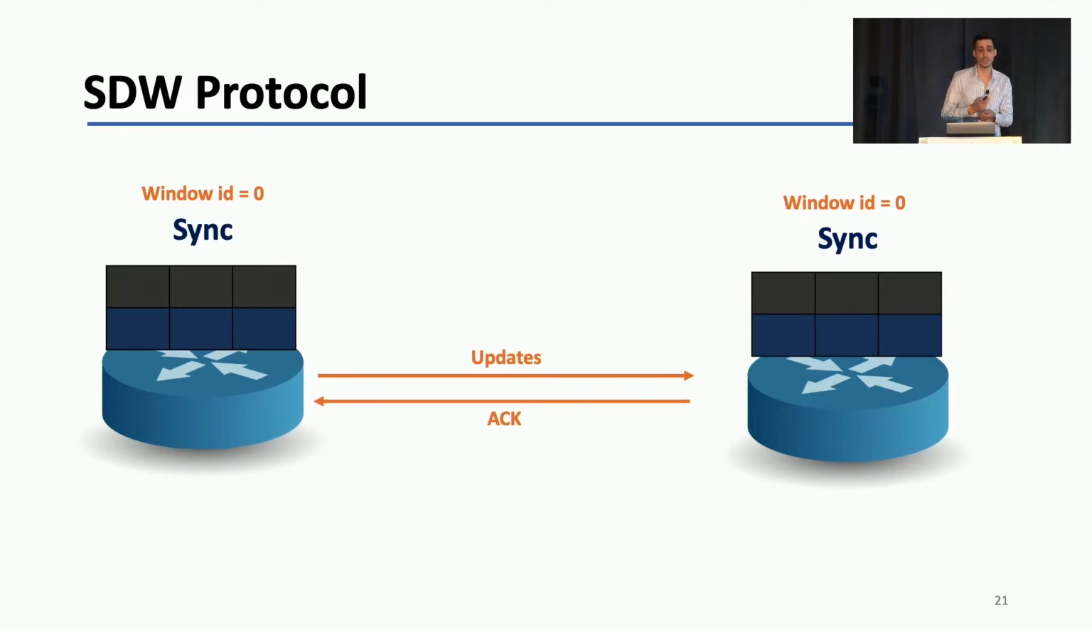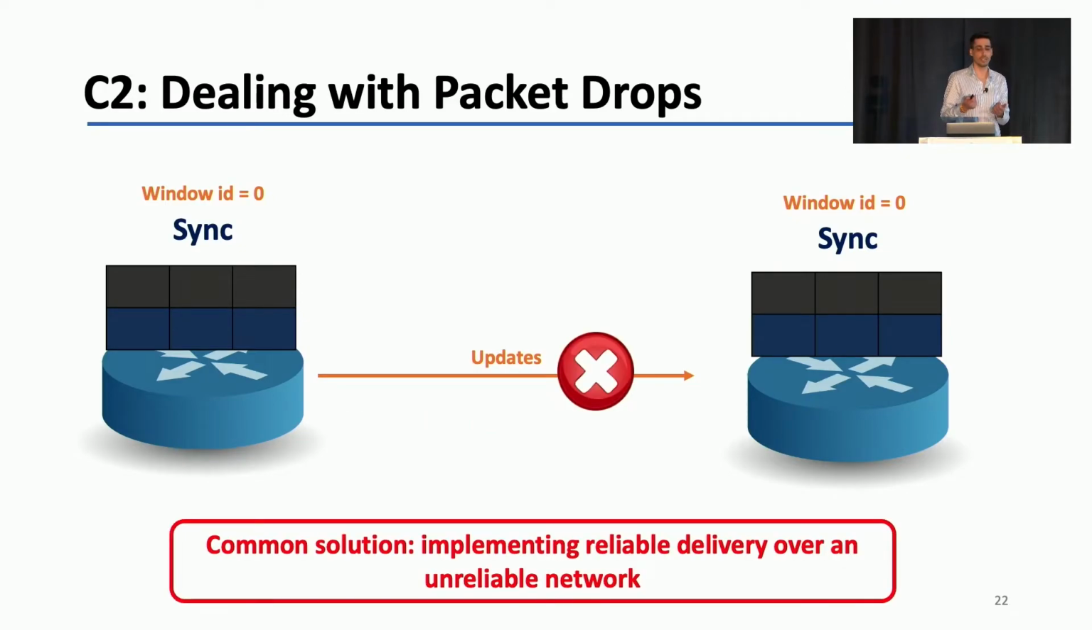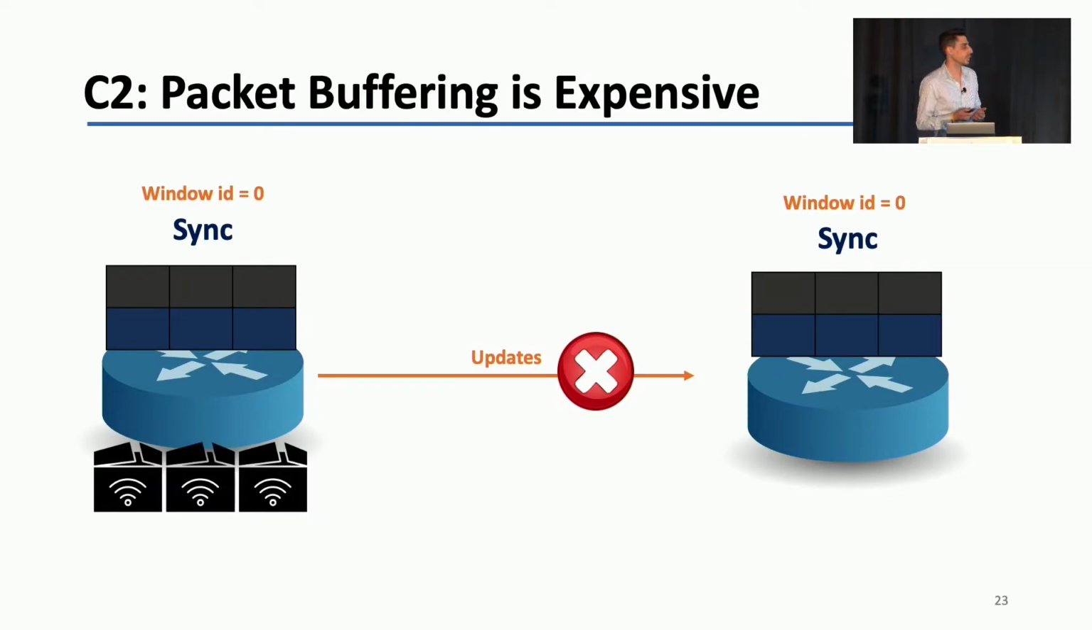And this is important because if update packets are dropped in the network, we can easily recognize that by detecting that an ACK was not received in a timely fashion. In that case, the switch will have to retransmit the update packets. The common solution to do that is by implementing some reliable delivery layer over the unreliable network. In switches, the most straightforward thing to do is to buffer these update packets in the switch. So we recirculate the packets in the switch, and then we can retransmit them if needed. However, this method is very expensive because it consumes internal switch bandwidth, and it is also tricky to get right because these packets may get dropped inside the switch if there is congestion.